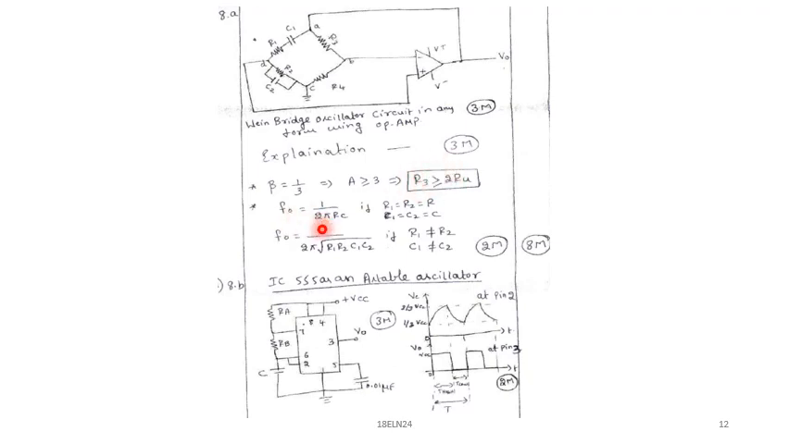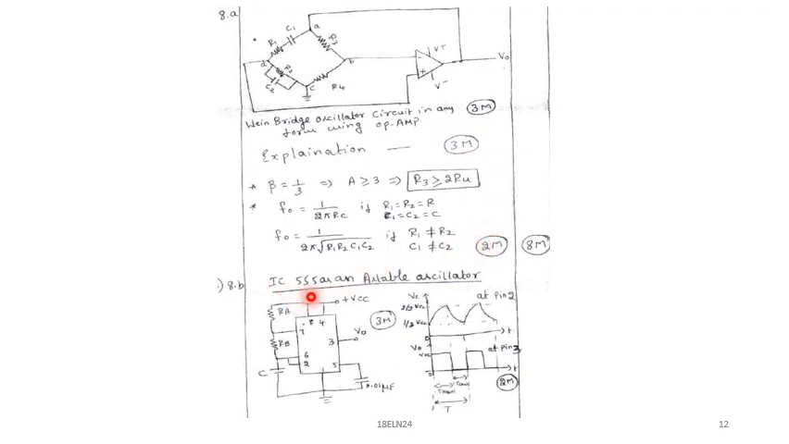Then the frequency of oscillation is given by F naught is equal to 1 by 2 pi RC, if R1 is equal to R2 is equal to R and C1 is equal to C2 is equal to C, because these decide the frequency of oscillation, the lead network and lag network here. And if R1 is not equal to R2 and C1 is not equal to C2, then we can use this equation: F naught is equal to 1 by 2 pi square root of R1 R2 C1 C2. So here this set of equations 2 marks, circuit diagram 3 marks and explanation 3 marks. Total it is 8.